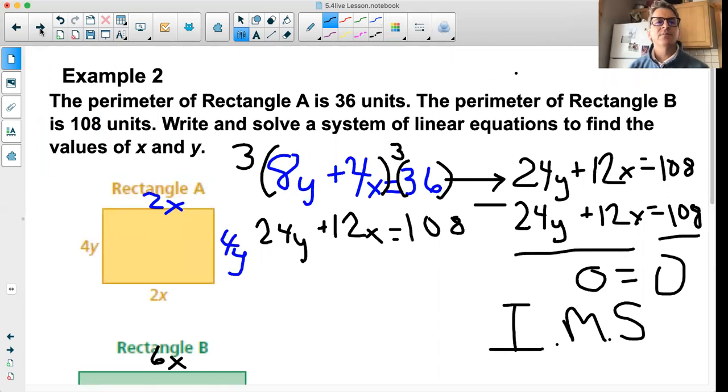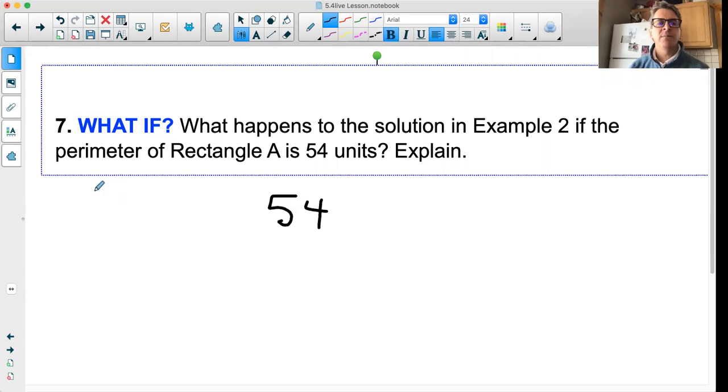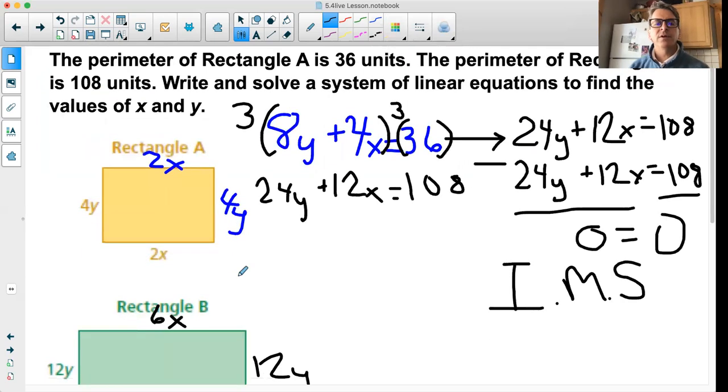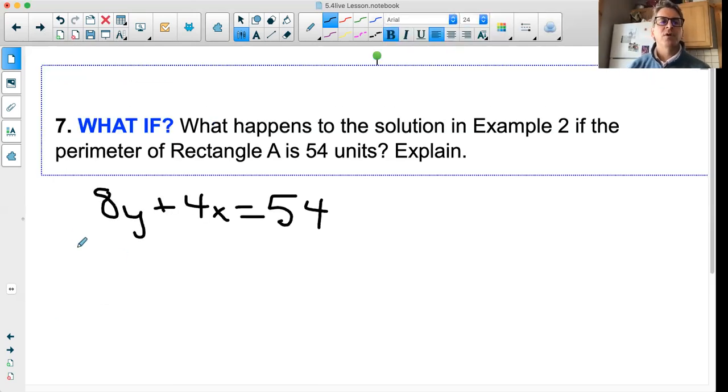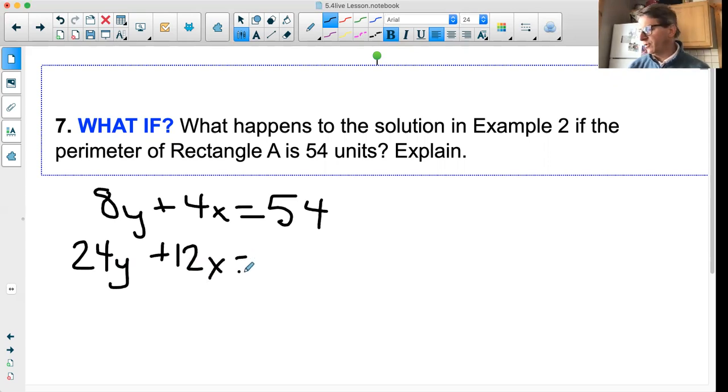8y plus 4x, so let's write that down. 8y plus 4x equals 54. And the other equation, they didn't mess around with that at all. It is 24y plus 12x is equal to 108. So they just changed the one rectangle to 54 units.